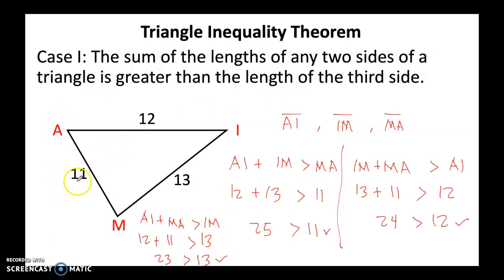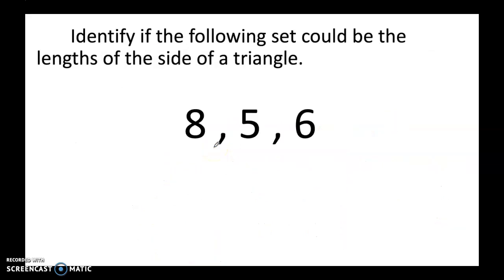So, meaning to say, in order for us to form a triangle, the sum of any two lengths of the triangle should always be greater than the measure of the third side. Identify if the following set could be the lengths of the sides of a triangle. So we have 8, 5, and 6.